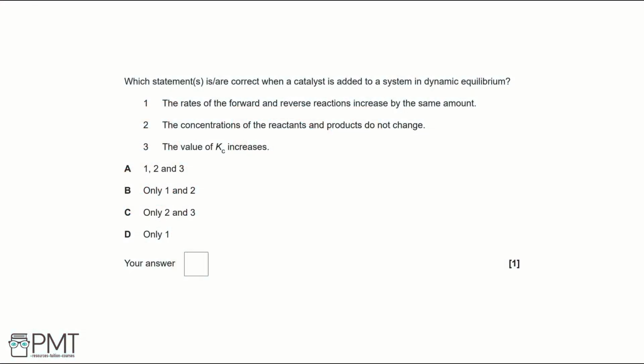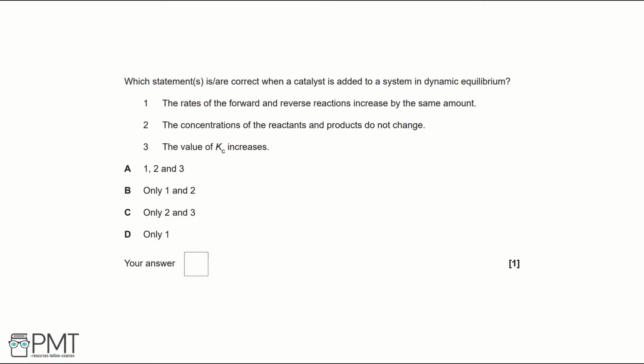Which statement or statements is or are correct when a catalyst is added to a system in dynamic equilibrium? 1. The rates of the forward and reverse reactions increase by the same amount. 2. The concentrations of the reactants and products do not change. 3. The value of Kc increases. A. 1, 2 and 3. B. Only 1 and 2. C. Only 2 and 3. Or D. Only 1.